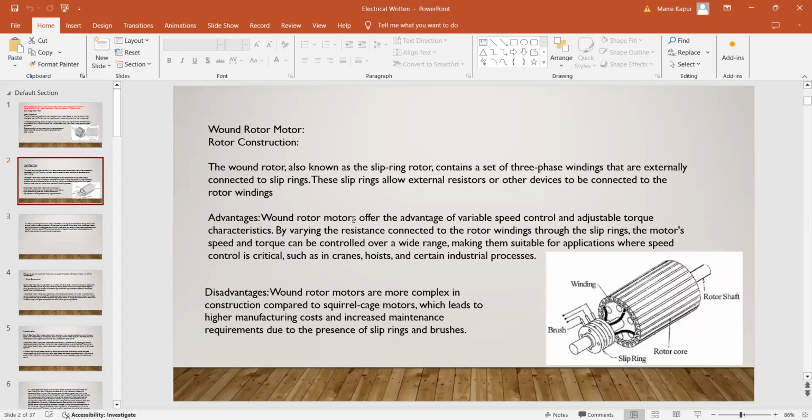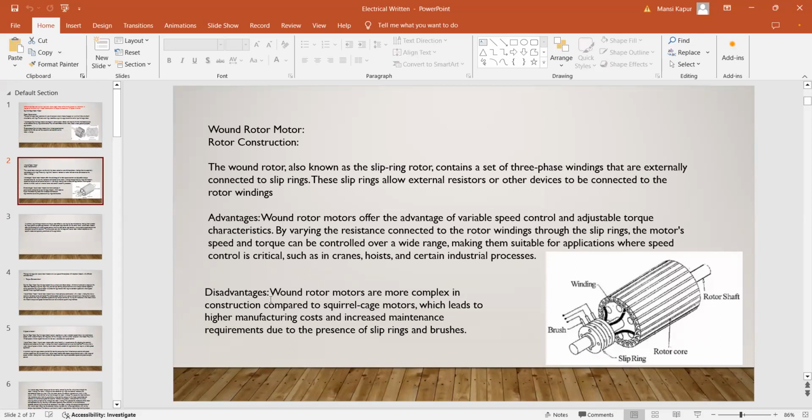The advantage of the wound rotor motor is that it has variable speed control characteristics. How are they controlling the speed? If you change the resistance here, just put a rheostat and vary the resistance, and as soon as the resistance changes, the speed of the motor will also change. So by varying the resistance connected to the rotor winding through the slip ring, the motor speed and torque can be controlled over a wide range, making them suitable for applications where speed control is critical, such as cranes and hoists. We use this kind of motor in all these places.